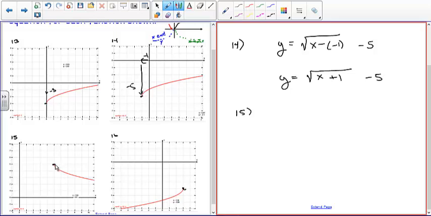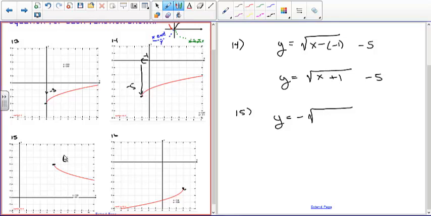Number 15, this has this form, which is an x-axis reflection. So it starts here, goes down and to the right. Okay, so that x-axis reflection means you put the negative out front. So it's going to be y equals negative the square root, and the actual position of this thing is 1, 2, 3, 4, 5. 1, 2, 3, 4, 5. So this is 5, 5. This one over here was negative 1, negative 5.